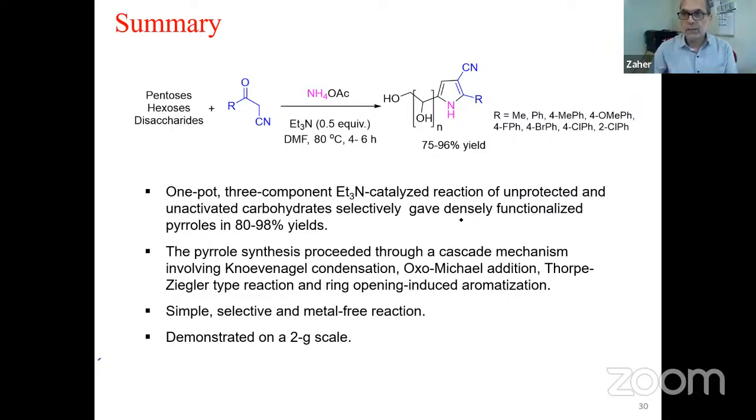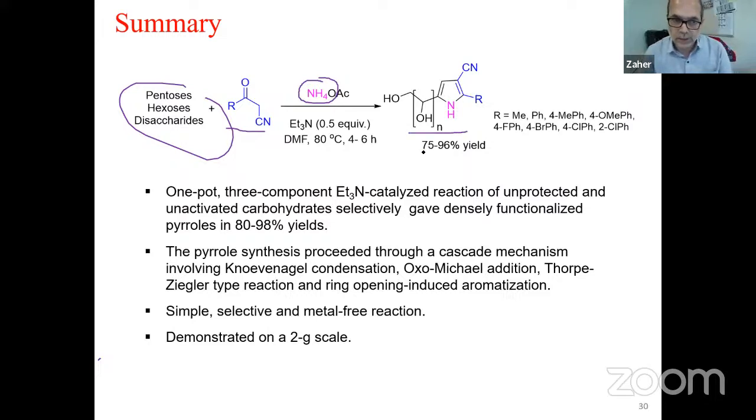Let me start from where I stopped last week. This is a summary of the first section of what we discussed last week. Last week we talked about carbohydrates. If we have carbohydrates, they react with these types of nitriles in the presence of a source of nitrogen to give us these pyrrole-type compounds. We said that this is a simple reaction. It's a one-pot, three-component reaction using a simple catalyst, triethylamine, to give us the product.